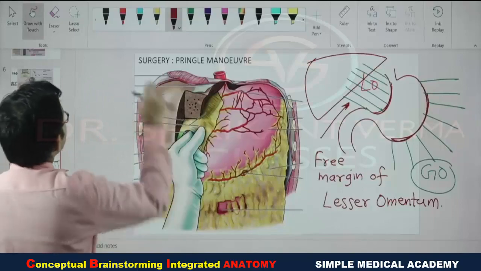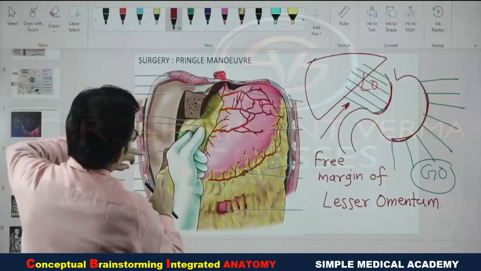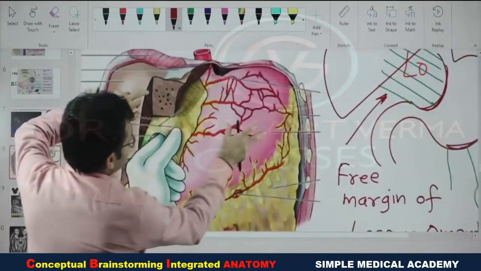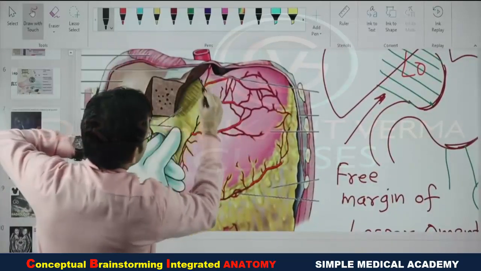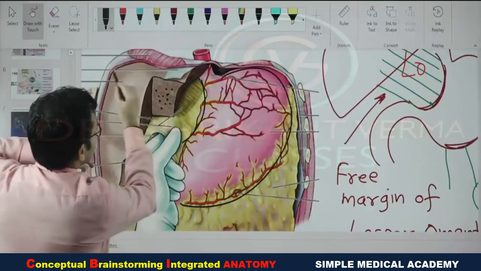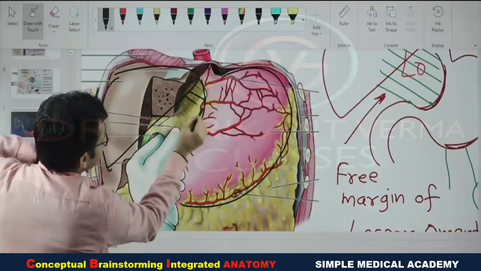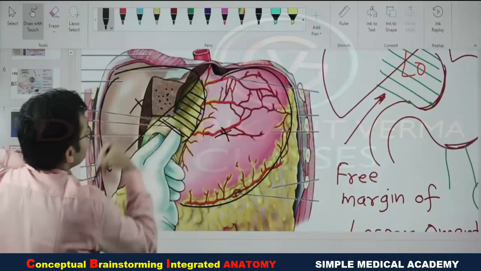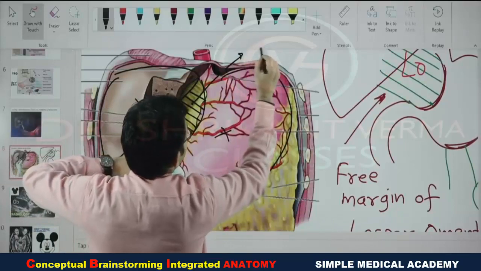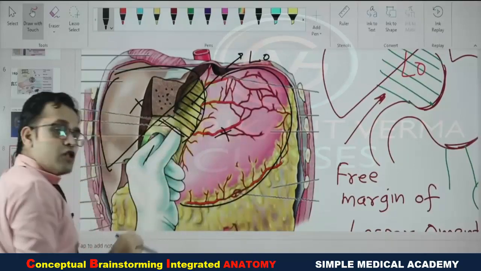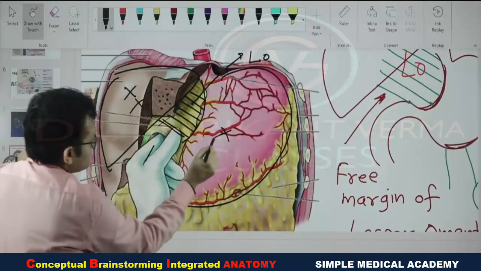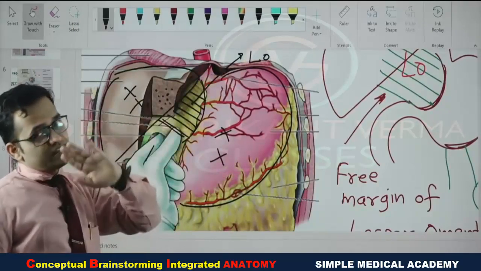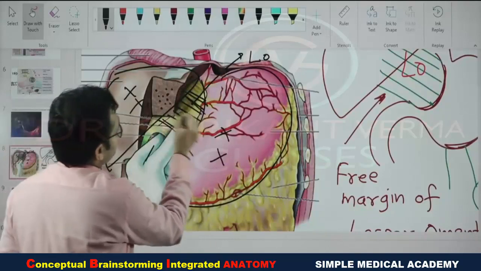Now see this free margin of lesser omentum, how it is looking in this image. This is the stomach. Here is the liver. So the ligament or the fold of the peritoneum between the stomach and the liver is known as lesser omentum. Later we will see it is also known as the hepatogastric ligament. We will see later. So this is the lesser omentum.